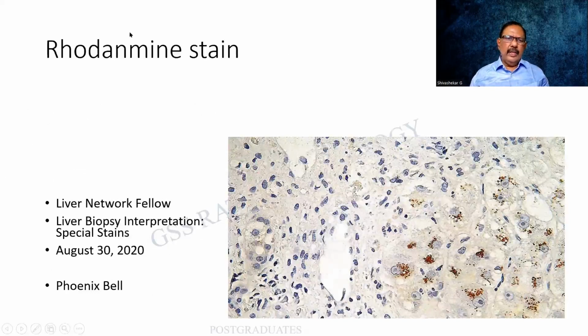Rhodanine stain. Forget this N over here. It is used for demonstrating copper in a case of Wilson's disease. And this is the reference over here.